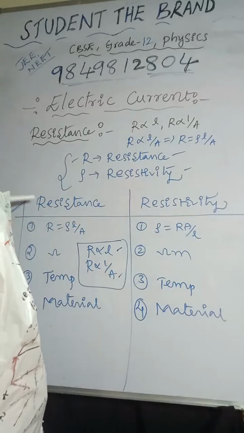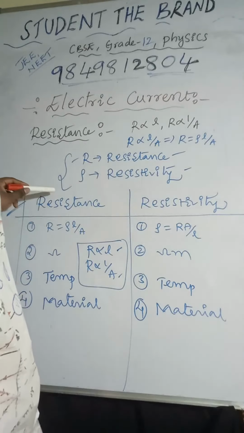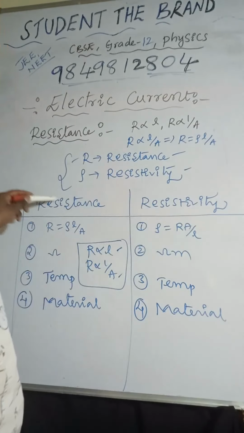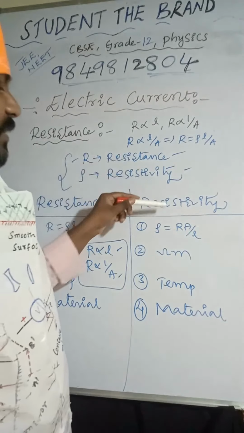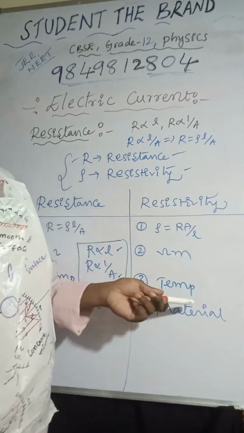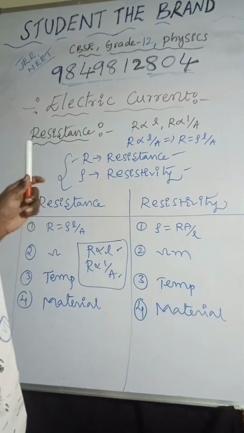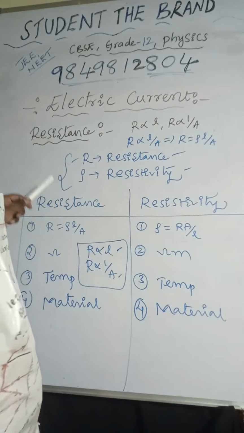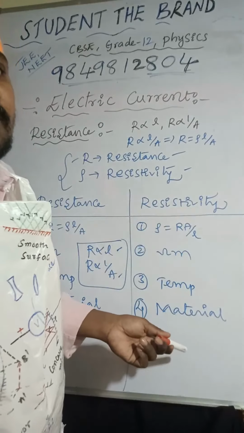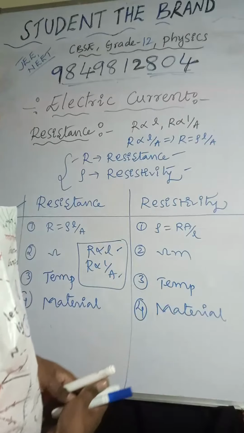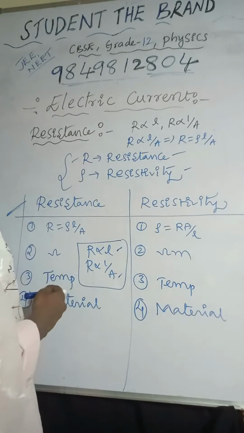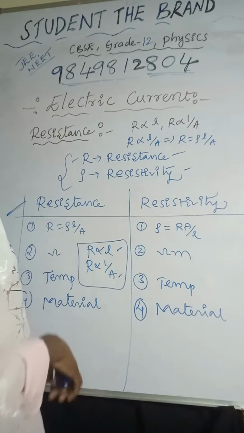So R equal to rho into L by A, so rho equal to RA by L. SI unit of resistance is ohm. SI unit of resistivity is ohm meter. Resistance depends on temperature. Resistivity depends on temperature. Resistance depends on nature of the material. Resistivity also depends on nature of the material. I hope it is very clear. And resistance also depends on length of the conductor and on area of cross section.